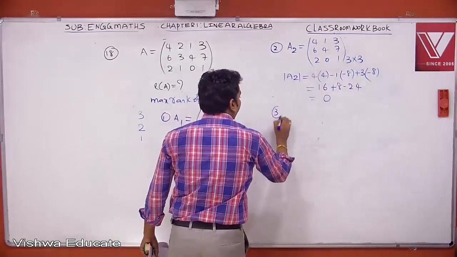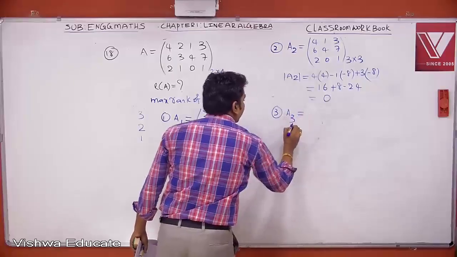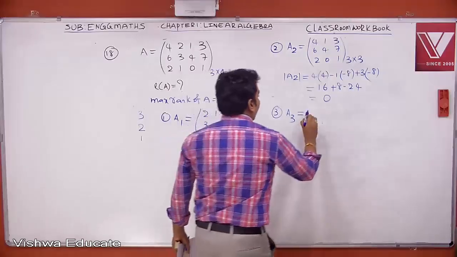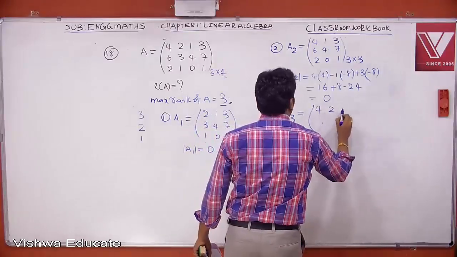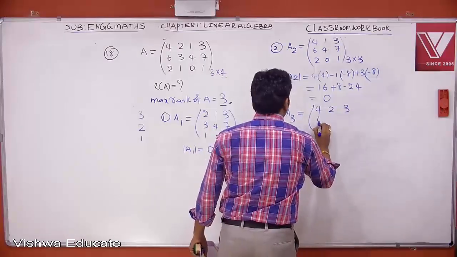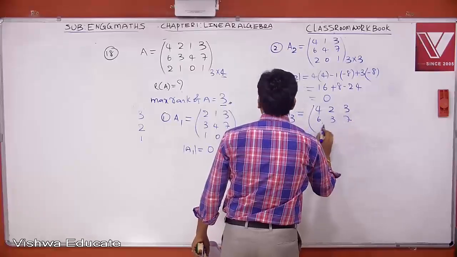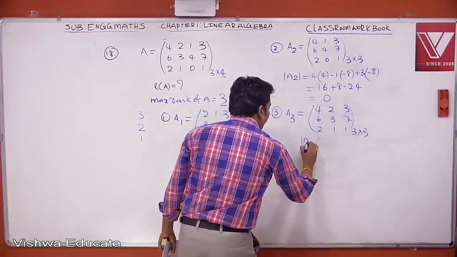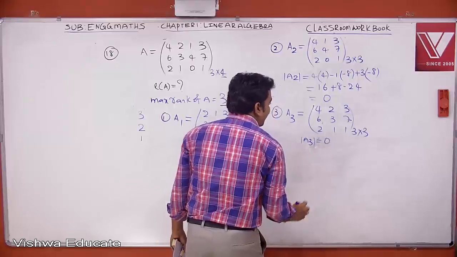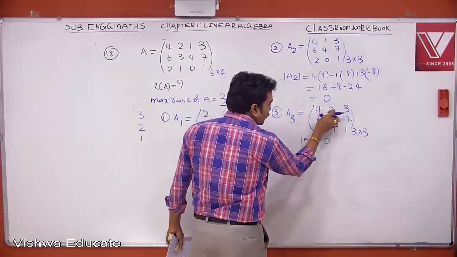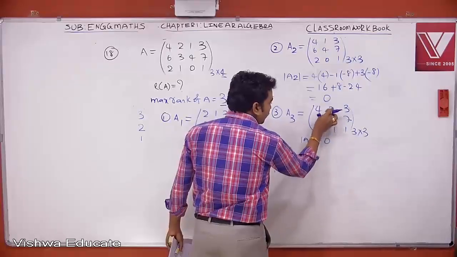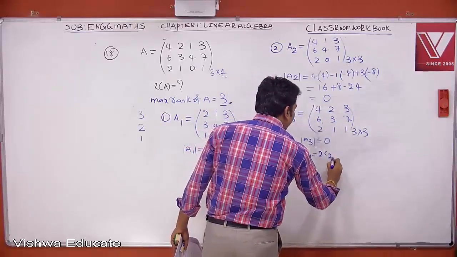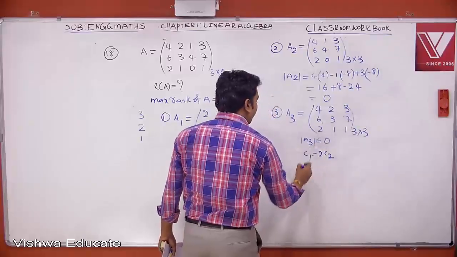Now I will go for A3. A3 is a 3 by 3 submatrix by eliminating only the third column. Then I will get 4 2 3, 6 3 7, 2 1 1. Now it is easy to say that its det value is 0 because the first column is 2 times the second column. That means column 1 equals 2 times column 2. Therefore det value is 0.